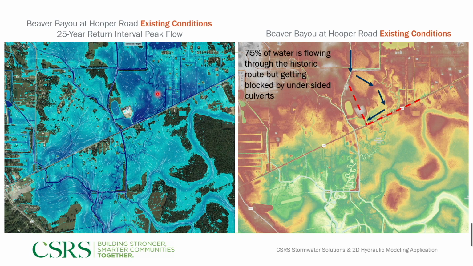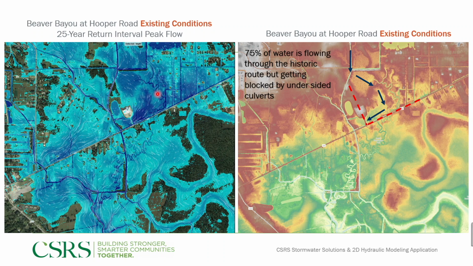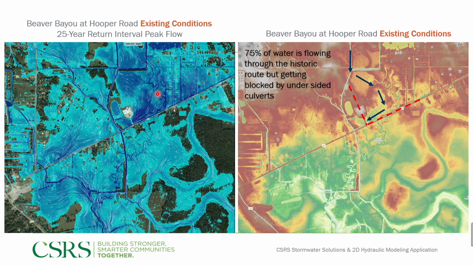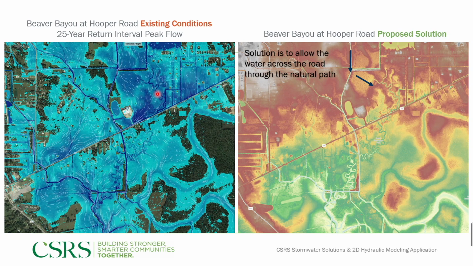It's certainly flooding the roadway. That is the only one way in and out of this neighborhood. It is certainly flooding the property, the yards, and maybe getting into some of these houses. So what we can do is, after we understand where the water is actually going and what the problem is, we can propose a solution.